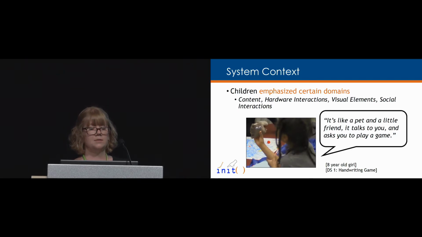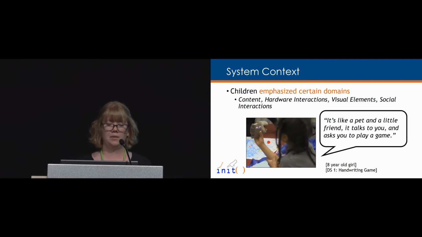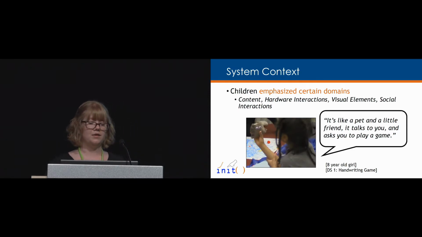We also saw this theme of social interactions. The children wanted to communicate with their friends, like a social app, but also communicate with the system as a friend. For example, the girl in the picture designed a plushie in the handwriting game, and she said, it's like a pet and a little friend. It talks to you and asks to play a game. So really having this social ability with the system.